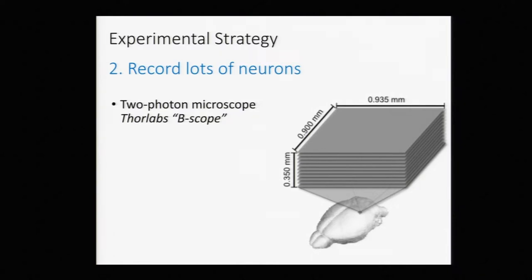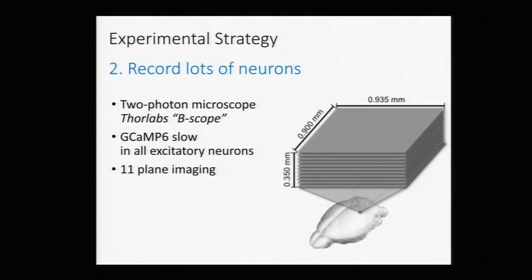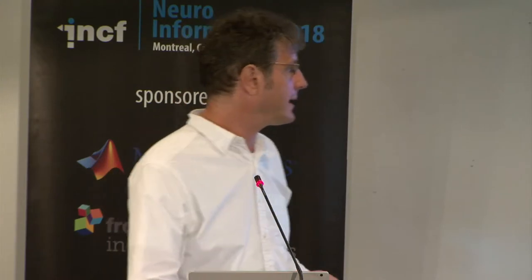It's not cheap, but it works. The key trick is to use GCaMP6 slow, which has a slow time course. The fluorescence hangs around for about a second. This allows us to image 11 planes at a slow scan rate of 2.5 hertz, so one frame, 2.5 frames a second, which means that we'll still see all the spikes because the GCaMP6 slow fluorescence lasts that long. And we're recording in the primary visual cortex of passive awake mice.